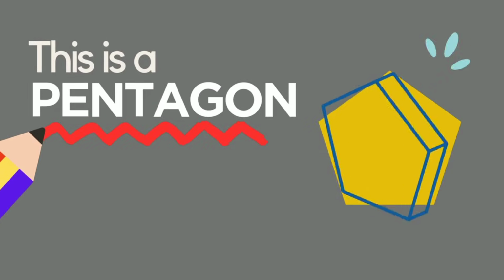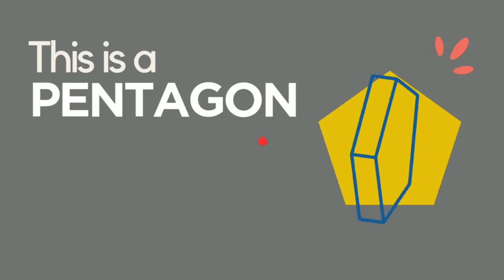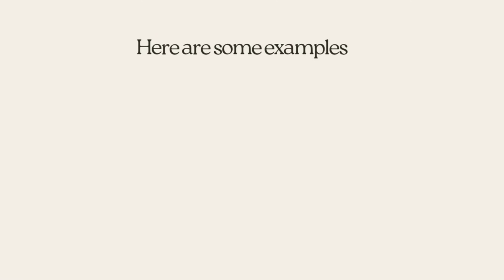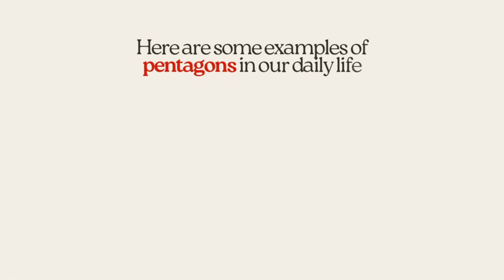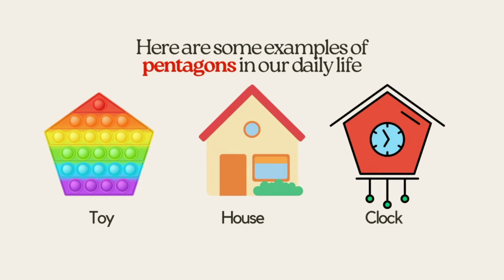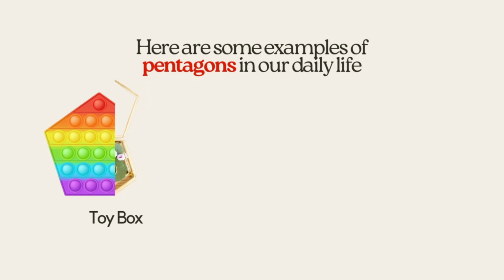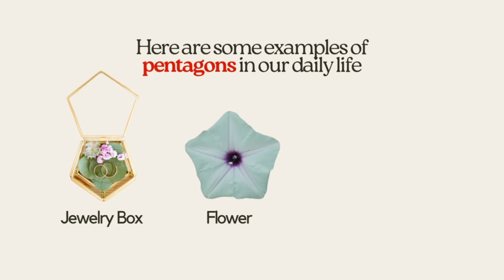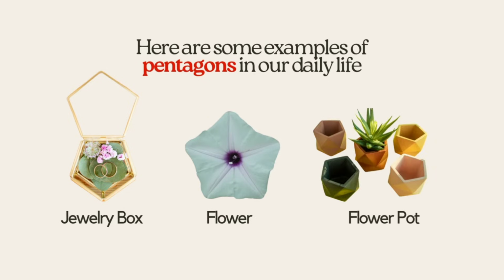This is a pentagon. A pentagon has 5 sides. Here are some examples of pentagons in our daily life. A poppet toy. A house. A clock. A jewelry box. A flower. A flower pot.